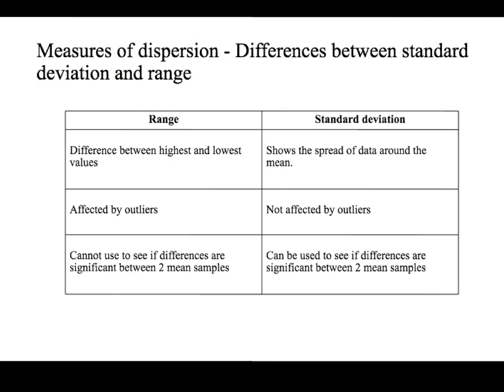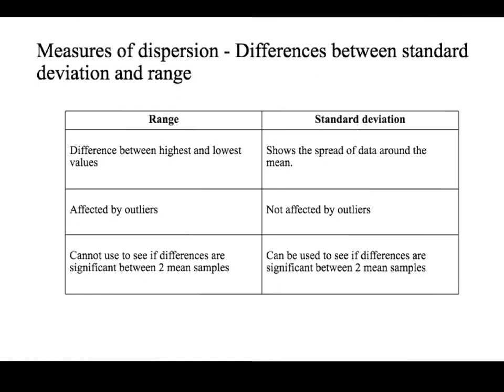Dispersion is a term that's used for the spread of the data. And there are two ways you can look at the spread of data. You can simply use the range, which is the difference between the highest and lowest value. A better method is standard deviation, which is a statistical test which shows the spread of data around the mean. One standard deviation either side of the mean represents 67% of the data.